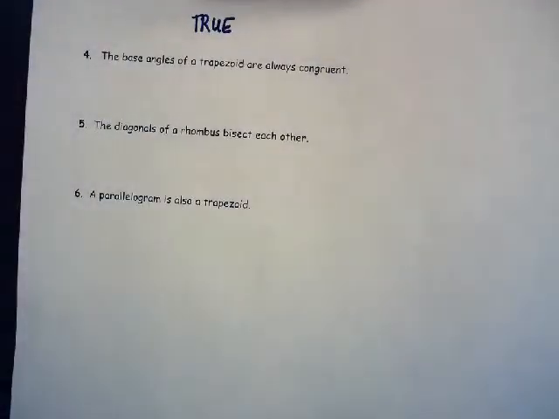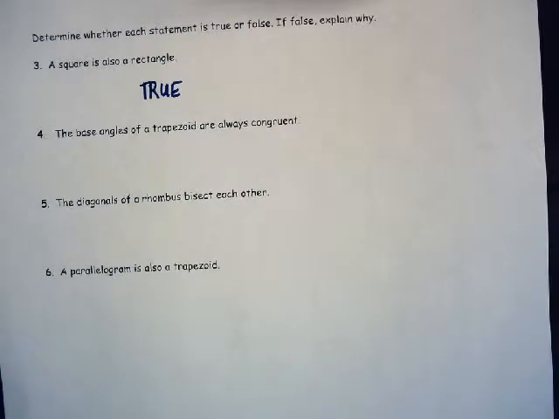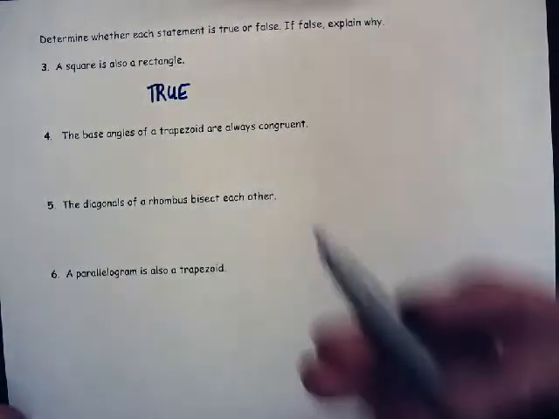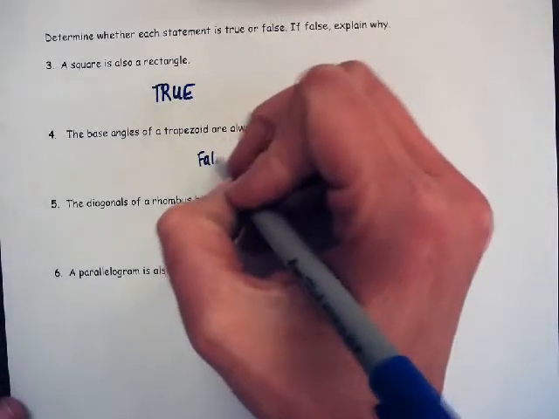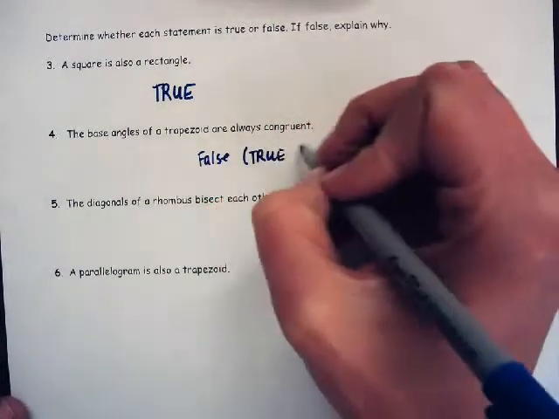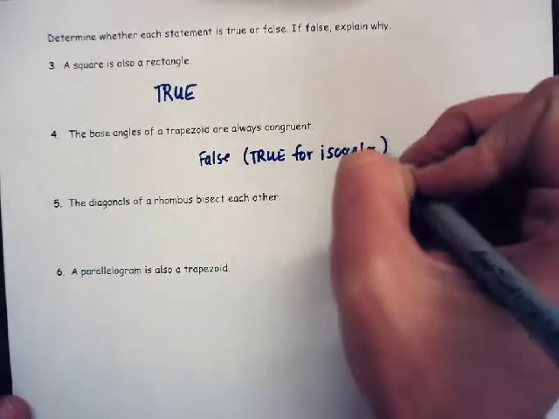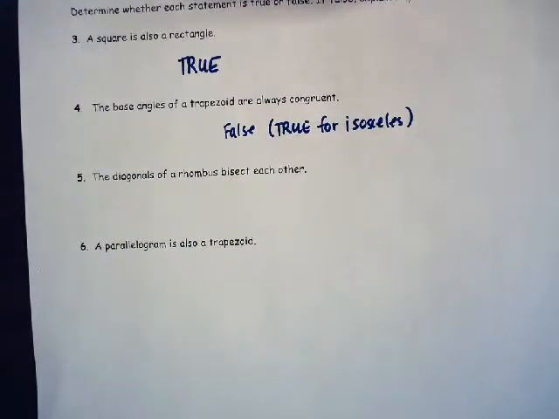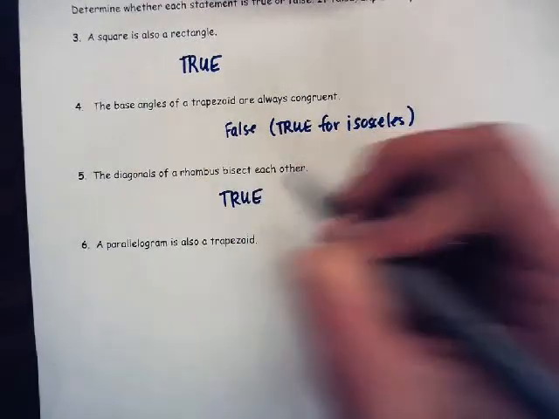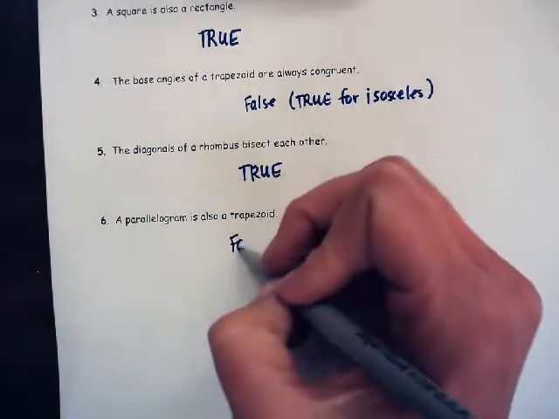So then we come to this page I already started. A square is also a rectangle. That's true. The base angles of a trapezoid are always congruent. That's only true on isosceles, so that's false. It's true for isosceles. Okay, and the diagonals of a rhombus bisect each other. That was true. You can look back on our properties to see that. And a parallelogram is also a trapezoid. That is false.